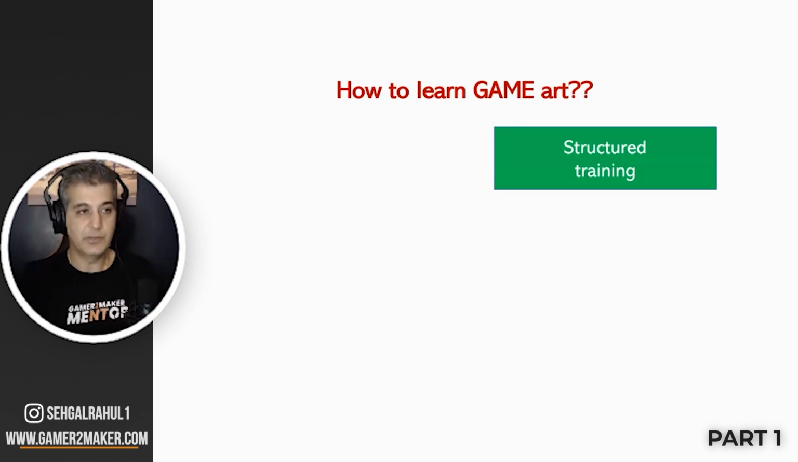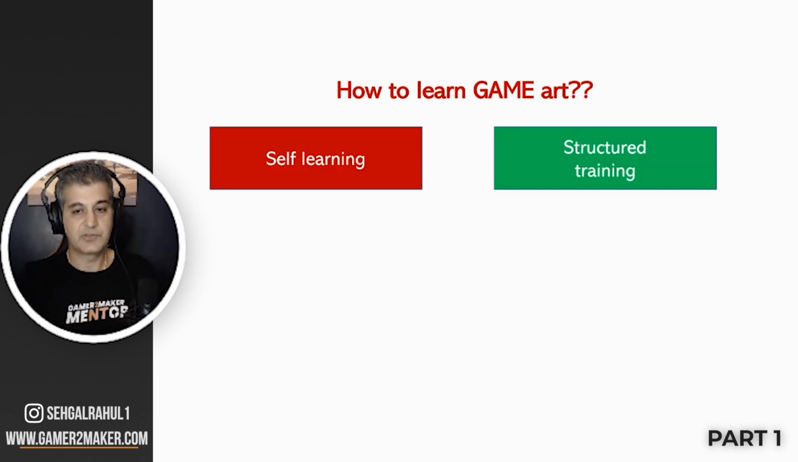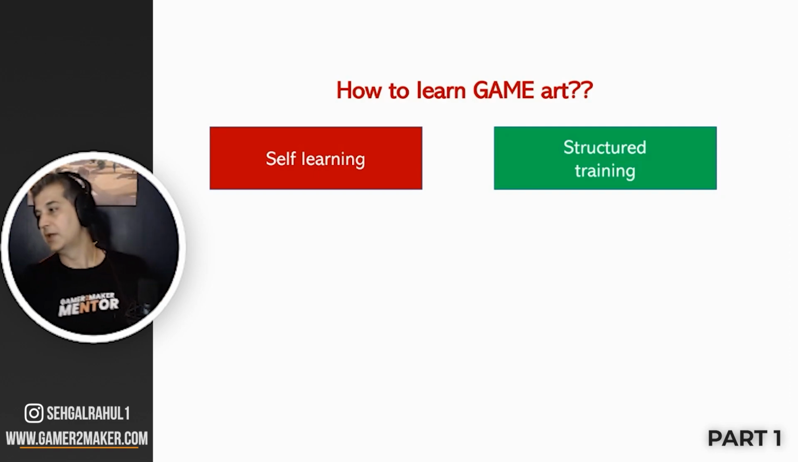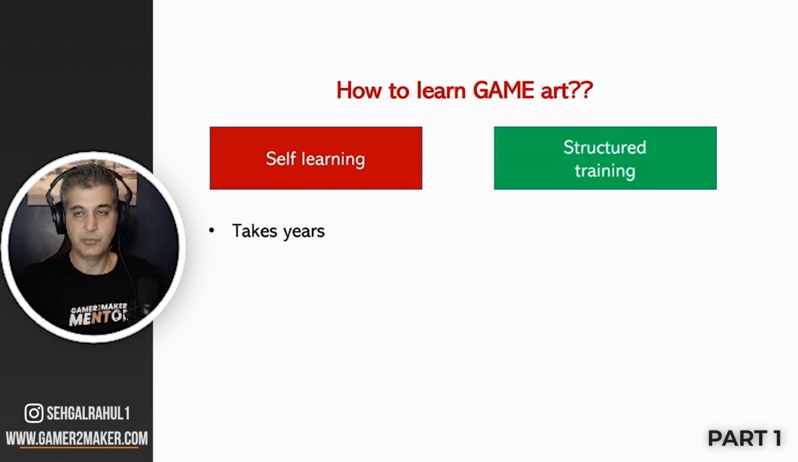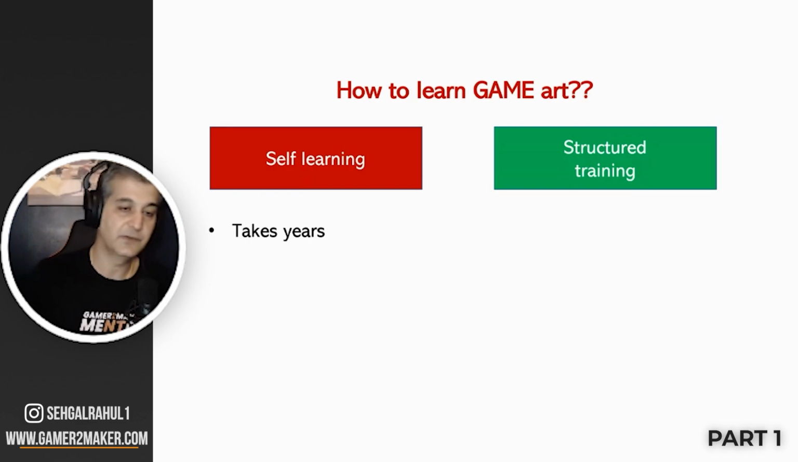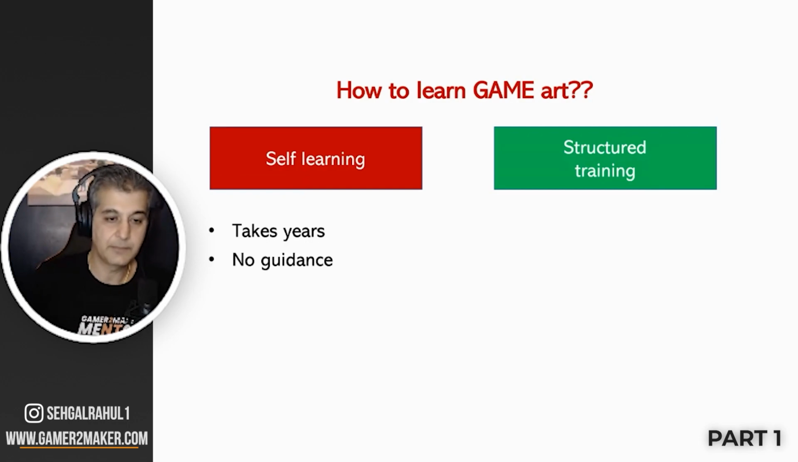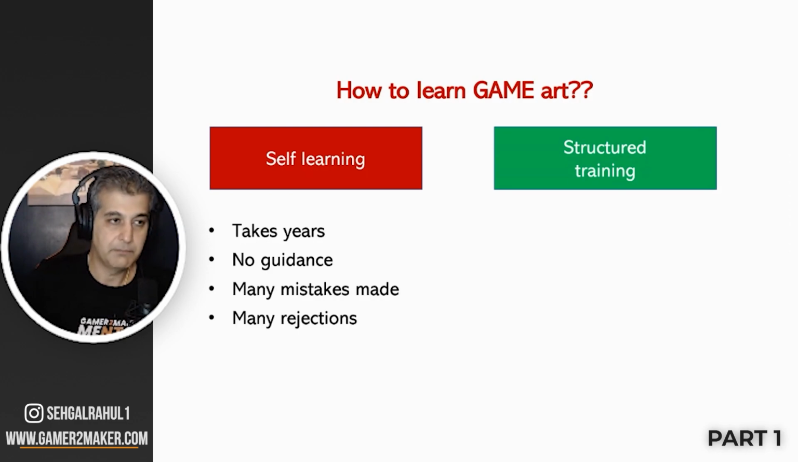There are two ways of doing this. You can have structured training or you can have self learning, right? These are two different approaches to learning game art. For self learning, you can learn through YouTube or Udemy or whatever. But the problem is that it takes years and years. It takes a long time because you don't have any guidance. You're going to make a lot of mistakes. There are going to be many, many rejections from companies.